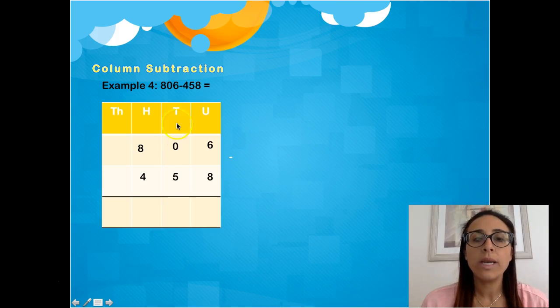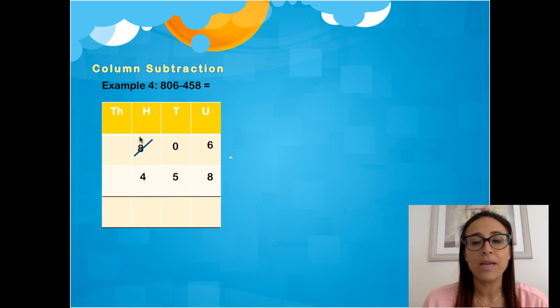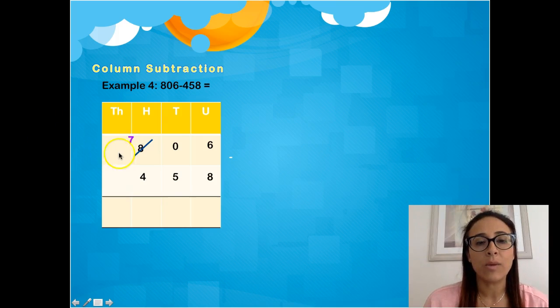What we need to do is borrow from the hundreds column. So we take 1 away from the hundreds column. We cross out the 8, make it 1 less, which is a 7. And we place the 1 that we took away from the 8 here in our tens column. Now we have the number 10. Now we can borrow from our tens column.